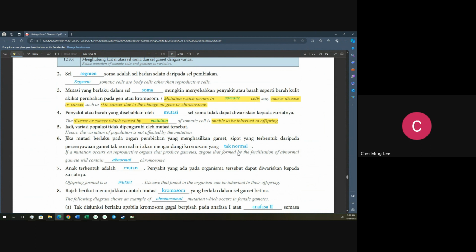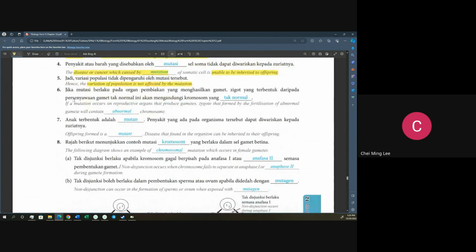So no worries, even if you get cancer, it doesn't mean that your next generation will get the cancer. That's why the variation of population is not affected by the mutation. Now, if a mutation occurs in the reproductive organ that produces a gamete, the zygote formed by the fertilization of an abnormal gamete will contain the abnormal chromosome. So that's why chromosomal mutations are inheritable. The offspring that form will be mutant, and the disease found in the organism can be inherited by the offspring.